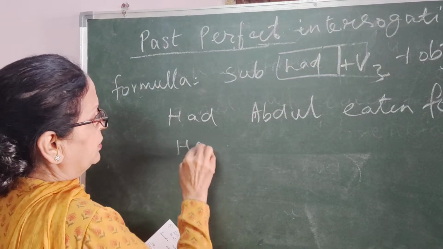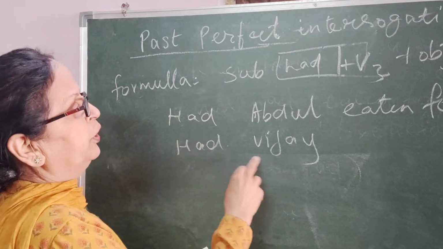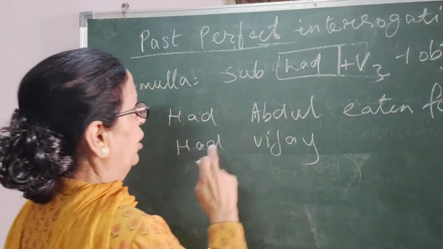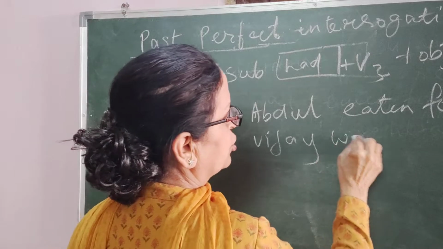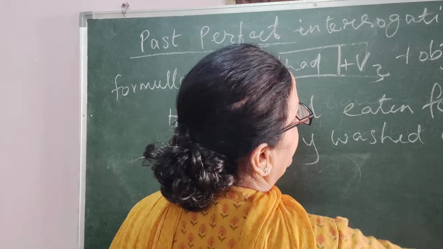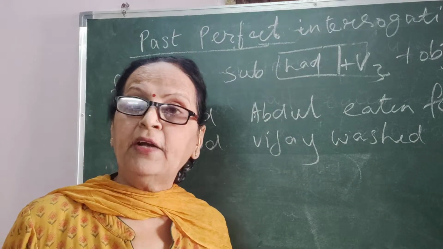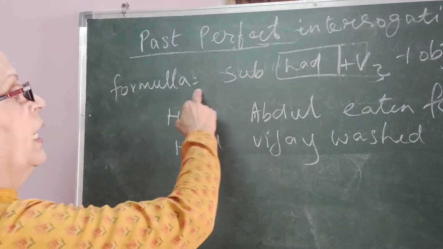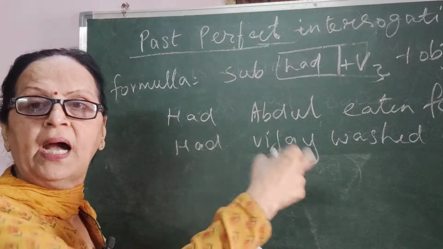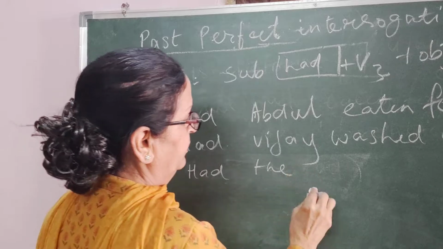Had Vijay washed the clothes? In positive it would have been Vijay had washed clothes. Now it becomes had Vijay washed clothes? Question बन गया. कुछ भी बना के देखो. If I say they had finished the work, वो हो गया आपका perfect tense. But interrogative में क्या आएगा? They had finished the work. So it will become had they finished the work?